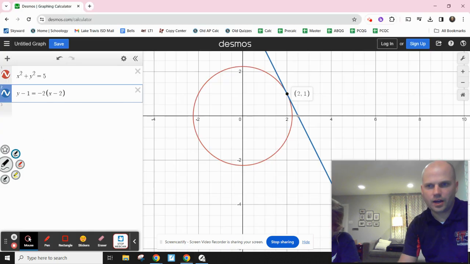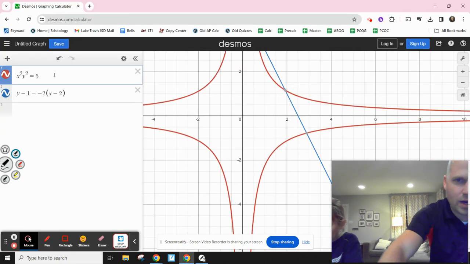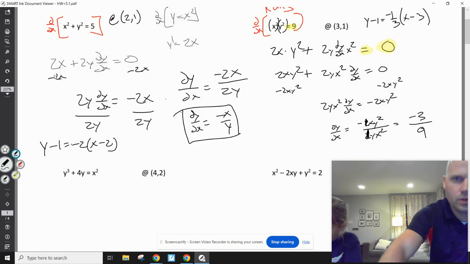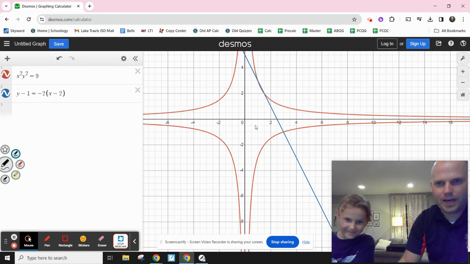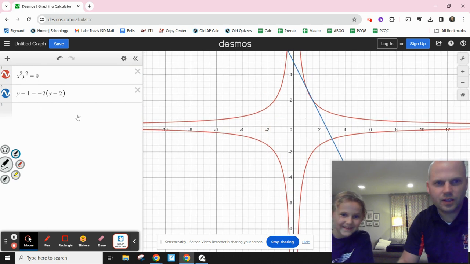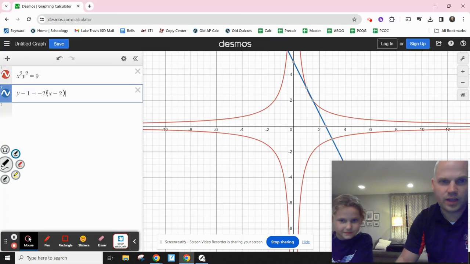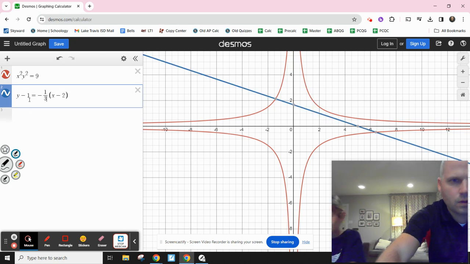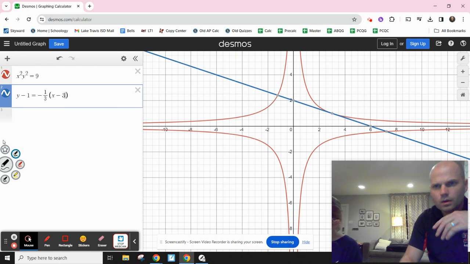And let's look at our handiwork because it's fun. We have x squared times y squared. Look at this graph, Lola. And then we have y minus 1 equals -1/3 x minus 3. Right there. There's that tangent.